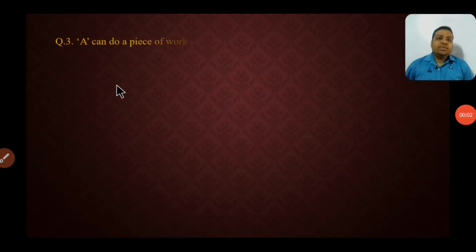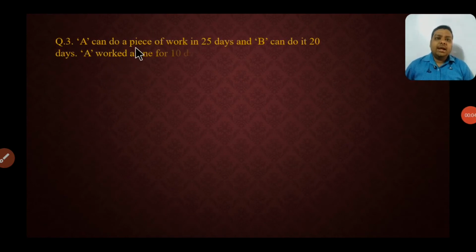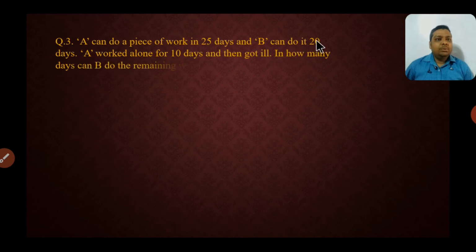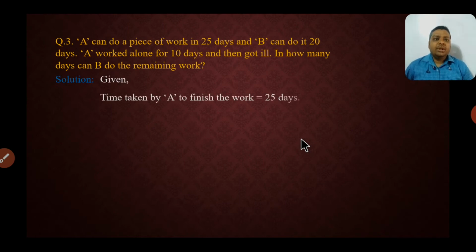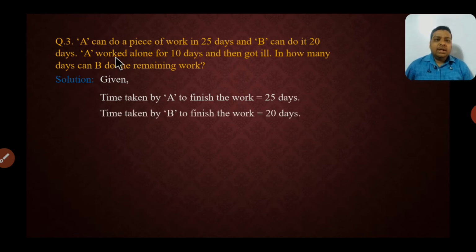Now students, next question number 3: A can do a piece of work in 25 days. B can do it in 20 days. A worked alone for 10 days and then left it. In how many days can B do the remaining work? Okay. So let's see. At first, time taken by A to do the work is 25 days, time taken by B is 20 days. Now let's find work done by A in 1 day, 1 by 25, and work done by B in 1 day, 1 by 20.